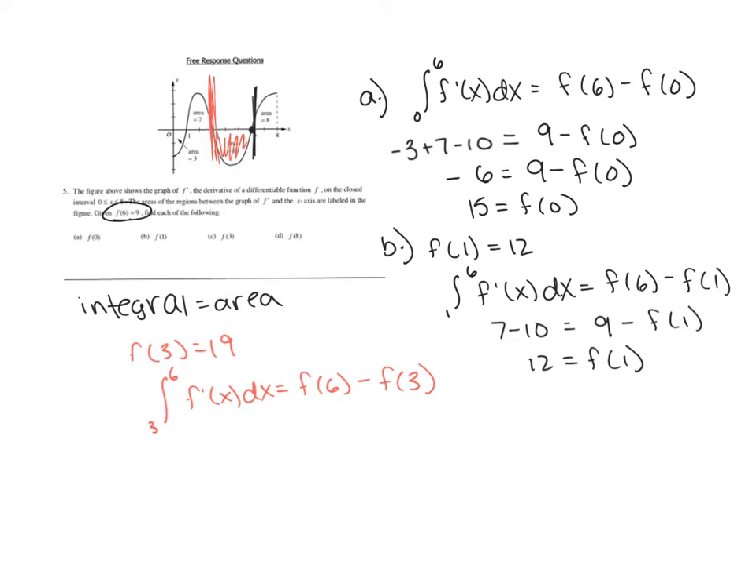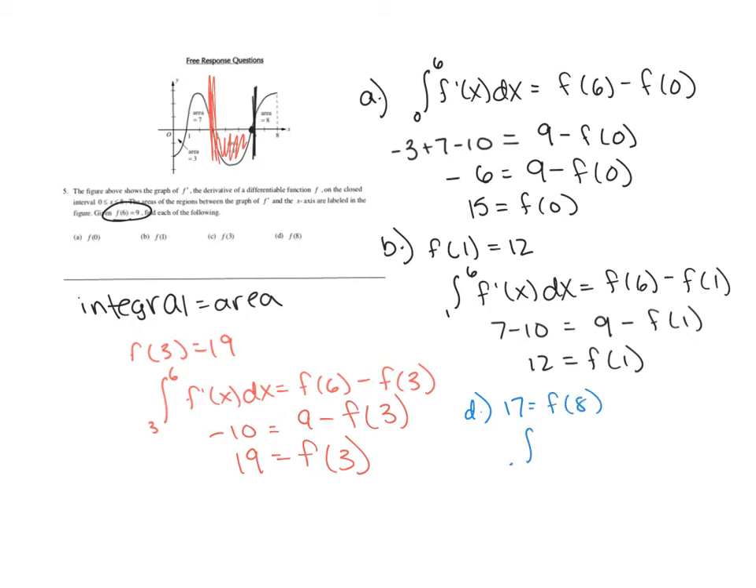So I'm going to have negative 10 equals f of 6, 9 minus f of 3. So negative 19 is negative f of 3, and 19 is f of 3. Okay, so again, hit pause on this, try part D on your own. For part D, the answer is going to be 17.